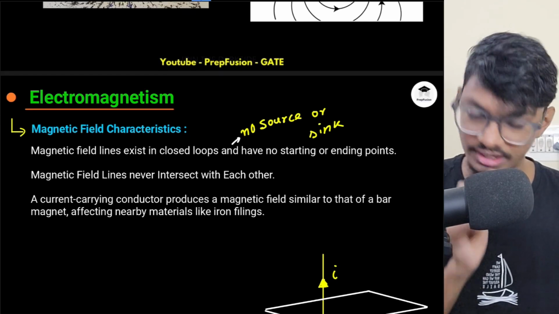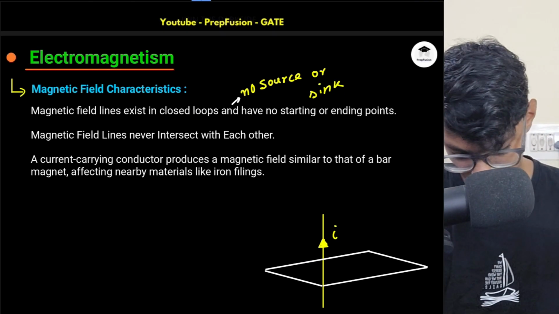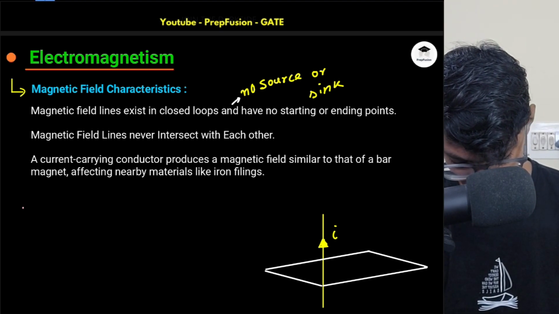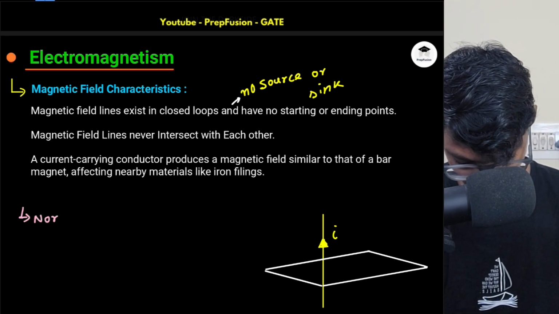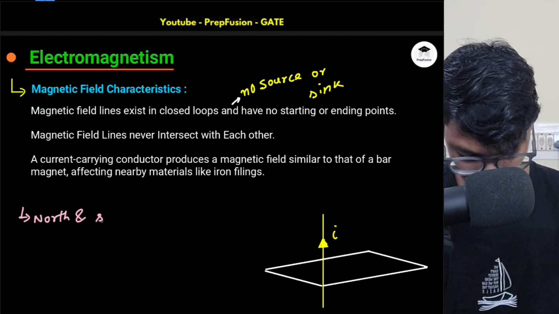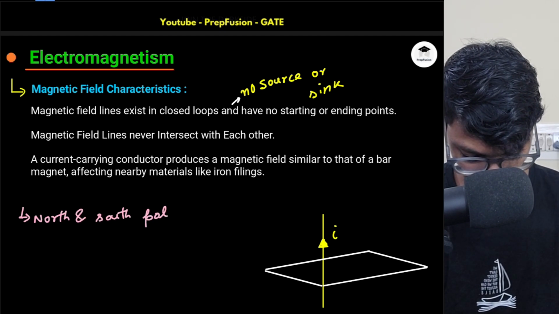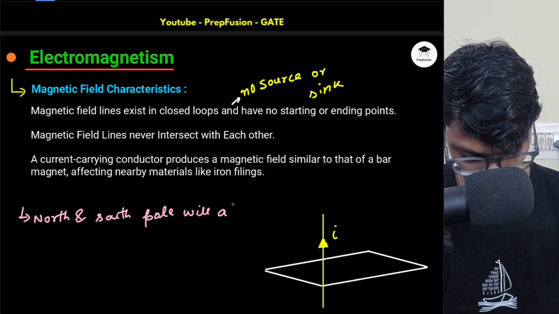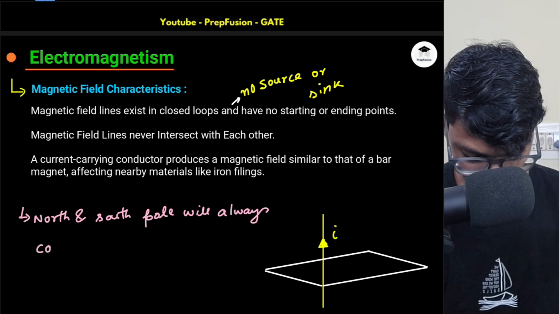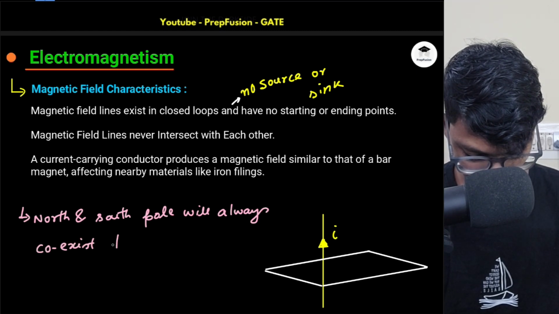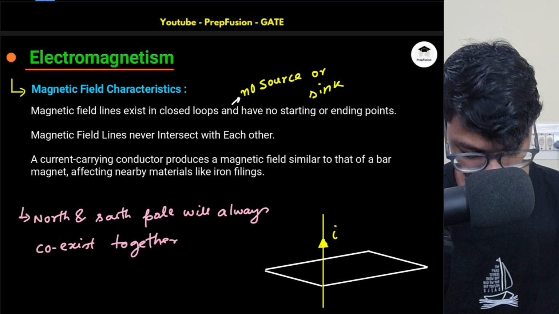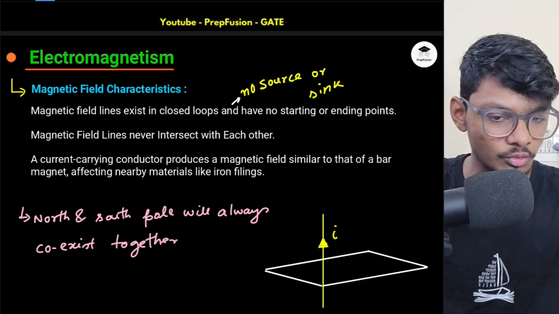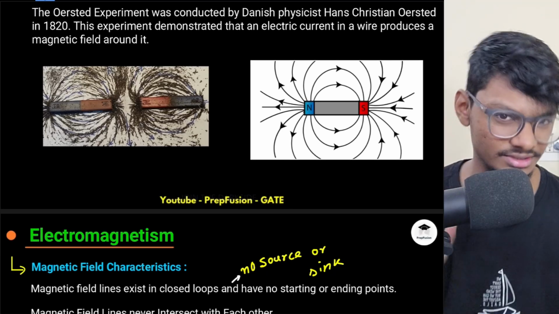So if north and south poles will always exist together, I will write here that north and south pole will always coexist together. I will come to this in the next slide. If they always coexist together, now just one thing I wanted to say.